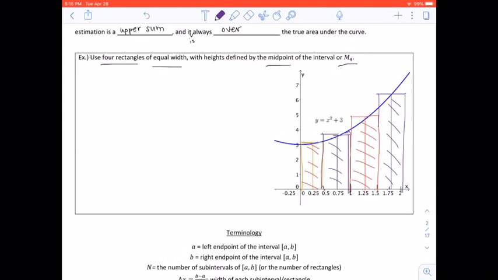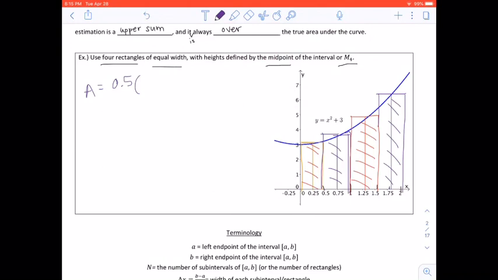So our area for the first rectangle that we have, that base is 0.5 or 1/2, whereas 0.5 times, and how do you figure out the height of this rectangle?